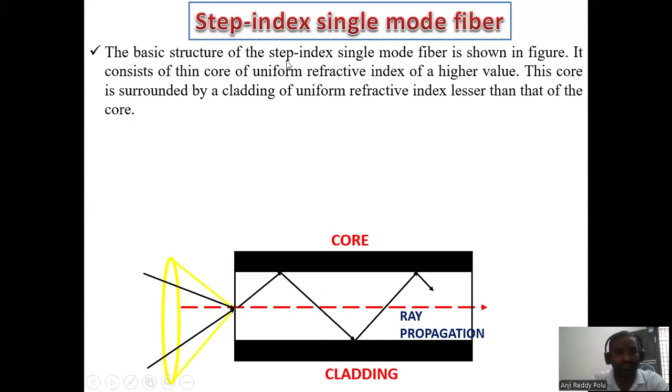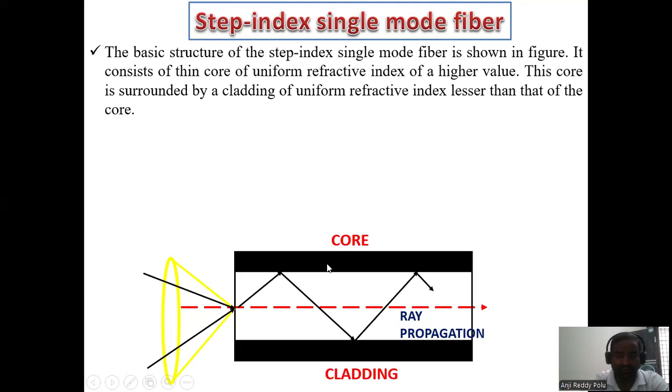The basic structure of the step index single mode fiber is shown in the figure. It consists of a thin core of uniform refractive index of a higher value. This is the core and the black one is the cladding. First, understand how we call this a step index optical fiber. Here the refractive index of core is uniform, and the refractive index of cladding is also uniform.